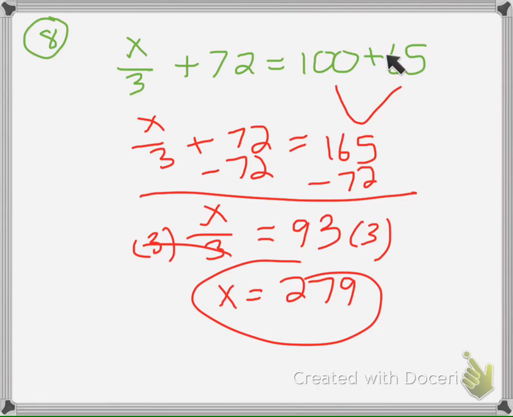Okay, last one. Again, my like terms are over on this side of the equation. 100 plus 65 is 165. Bring down the rest of my equation here. I subtract 72 on both sides, which gives me x over 3 equals 93. Then to get rid of the 3 under the x, I have to multiply on both sides, and I end up with x equals 279.